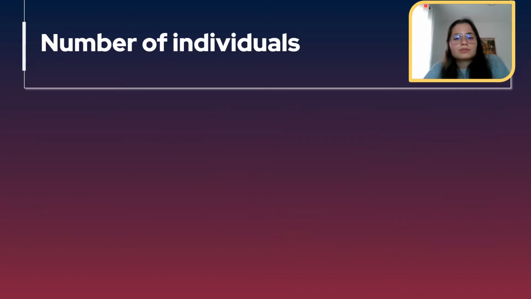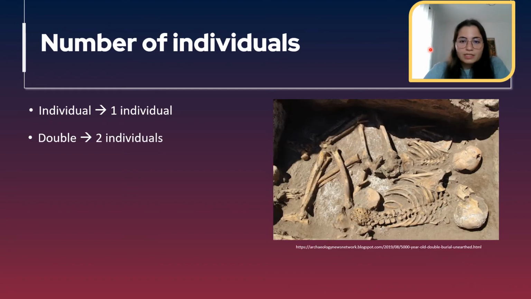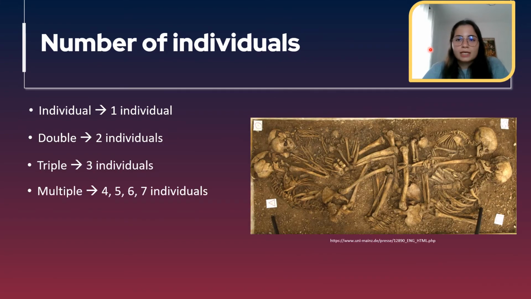So looking into the number of individuals, the graves can be considered individual when there is only one individual, then double when there are two individuals, triple when there are three individuals, and then multiple graves are the ones that have several individuals, usually ranging from 4 to 7. In this image, you can see that this grave has 4 individuals, one here, another in here, another here, and the last one in here.